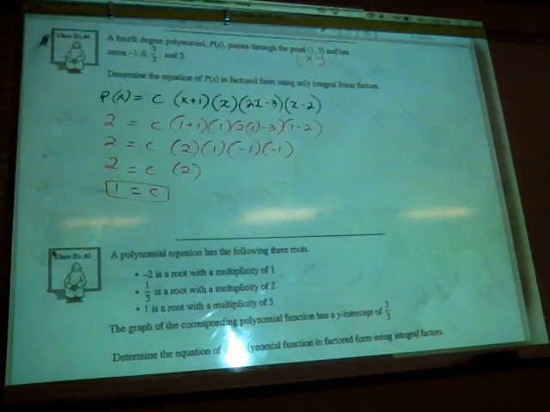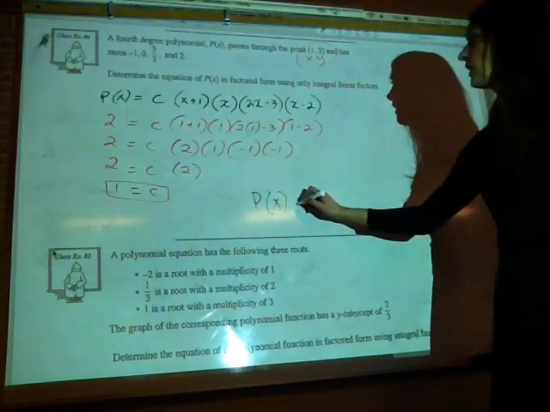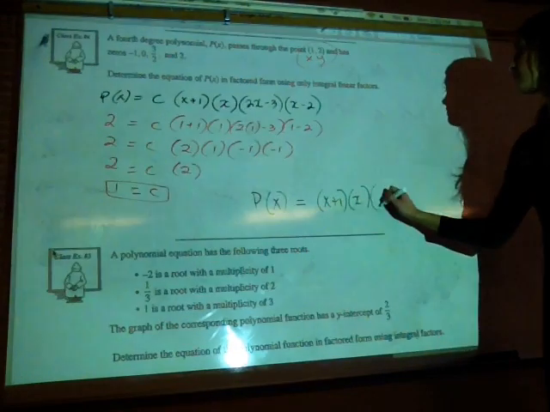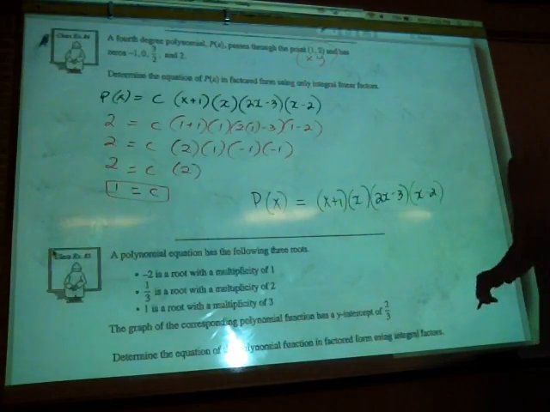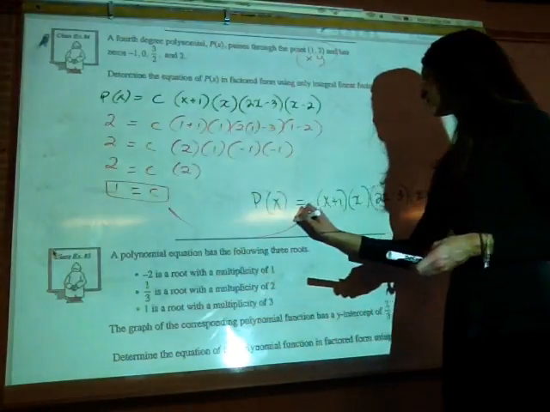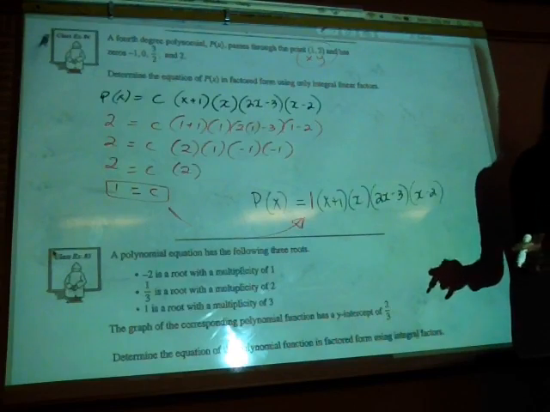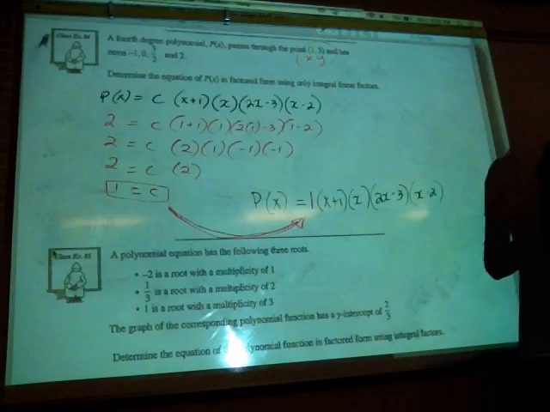So this is the only example in this lesson where we actually got a leading coefficient that was 1 or negative 1. And in summary, our polynomial would be x plus 1 times x times 2x minus 3 times x minus 2. And just for completion's sake with this lesson, just don't forget to put that c in front. If it's 1, you don't actually need it, but I just want to make sure that these steps are clear. You always put the leading coefficient out front.